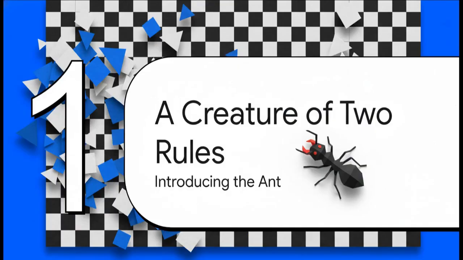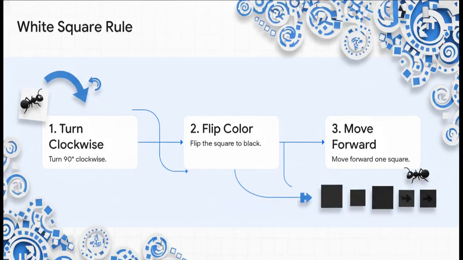So our little artist, the creator of that amazing pattern, is called Langton's ant, and it lives in the simplest world imaginable, just an infinite grid of black and white squares. That's its entire universe. The first rule is super straightforward. If the ant lands on a white square, it does three little things. 1, it turns 90 degrees to its right, a clockwise turn. 2, it flips the color of the square it's on to black. And 3, it takes one step forward. That's it. That's the whole rule.